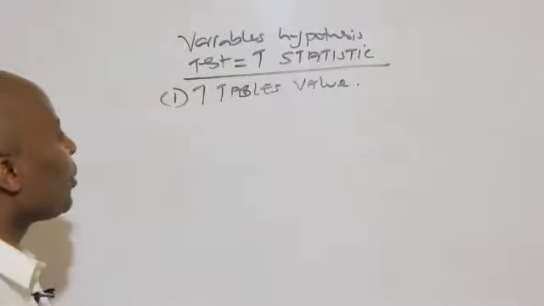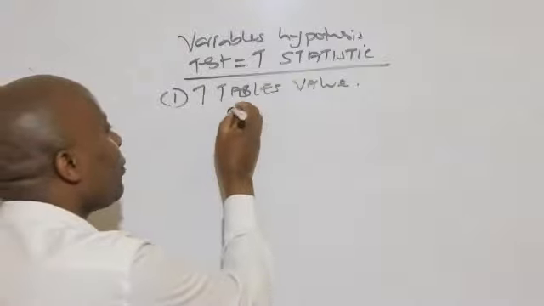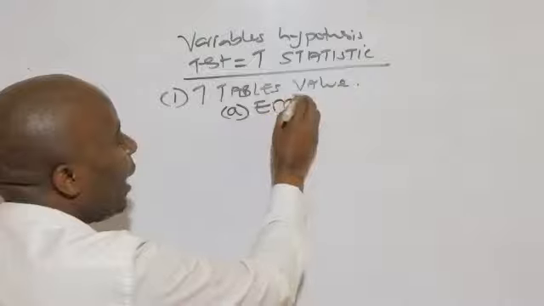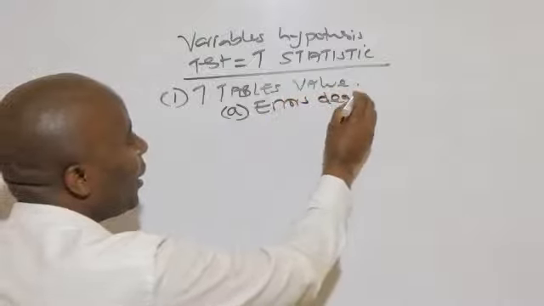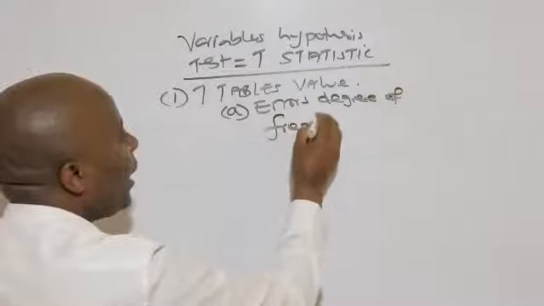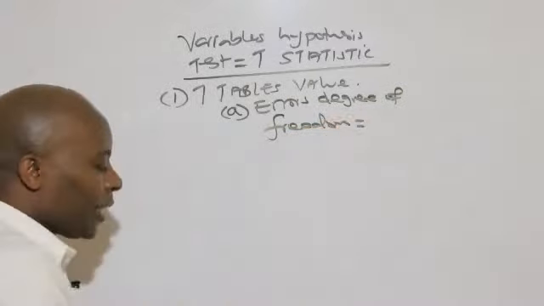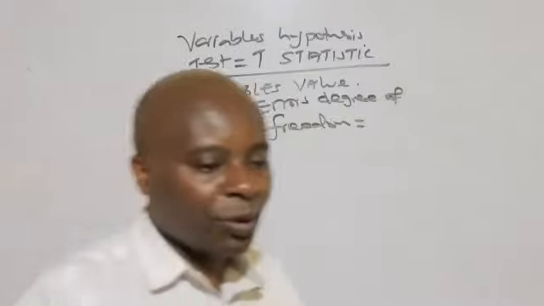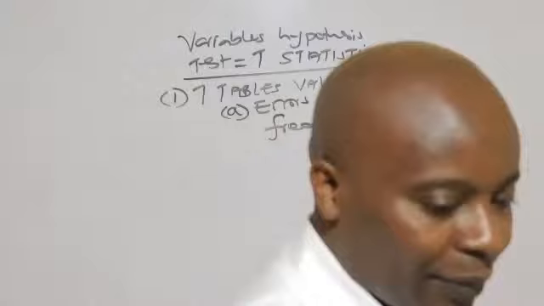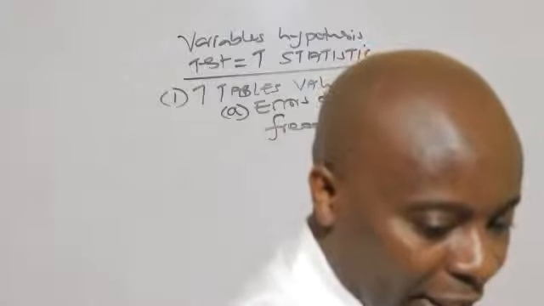For me to read this t tables value, what do I need? Number 1, I need the error's degrees of freedom, the DOF. Is there somebody who is able to see the degrees of freedom of the error term?